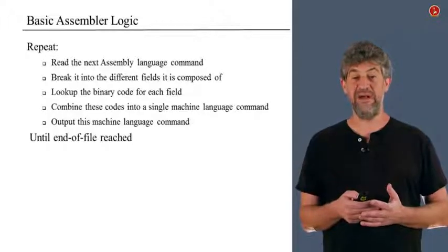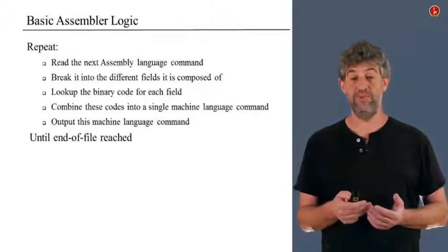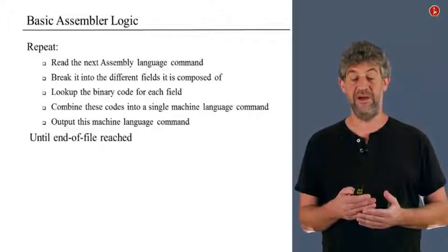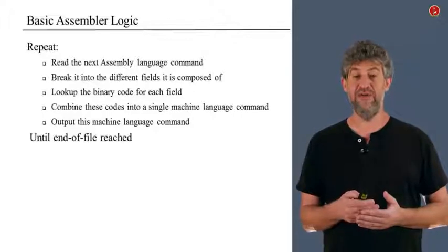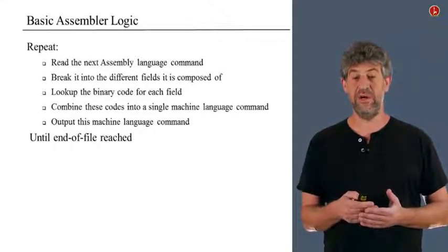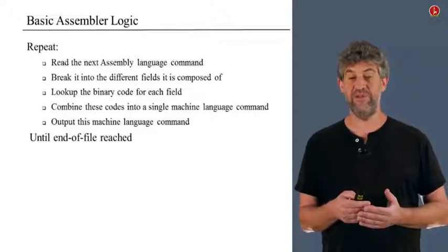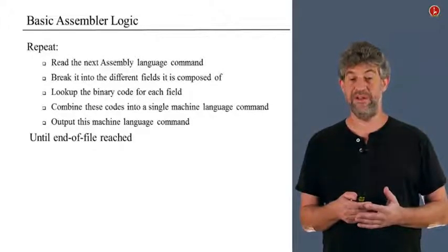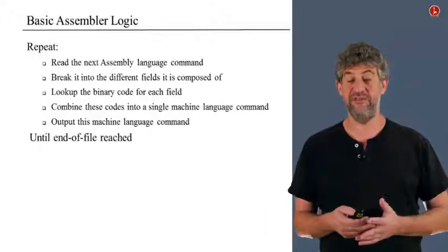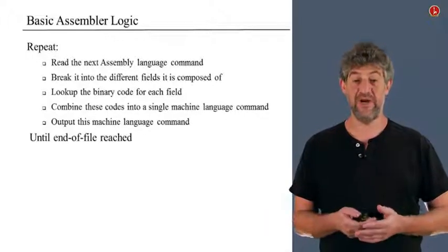And then we take the binary code of the different parts, put them together, and we get the machine code that directly is equivalent to the assembly language command that we've just read. We output that, and we move on to the next assembly language command. We keep on doing that and translate one command after another without having to remember anything that happened in the history. Very simple. So let's look at each one of these different stages slightly more carefully.